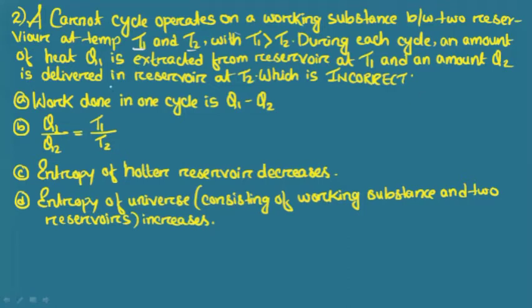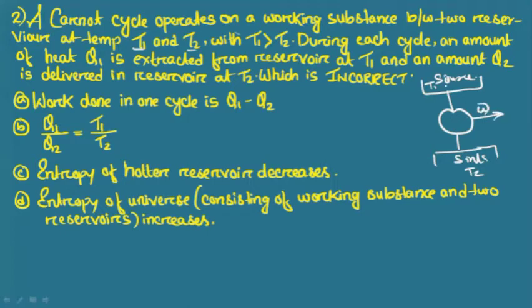Now you see during each cycle an amount of heat Q1 is extracted from the reservoir at T1 and an amount of heat Q2 is delivered to the reservoir at T2. You have to say which statement is incorrect. So if you see, this is the source, at temperature T1. This is the working substance here, and this is the sink at temperature T2. Now, how much work is done? W work is done by the working substance by taking Q1 heat, and Q2 heat is delivered to the sink. This is what it is said.